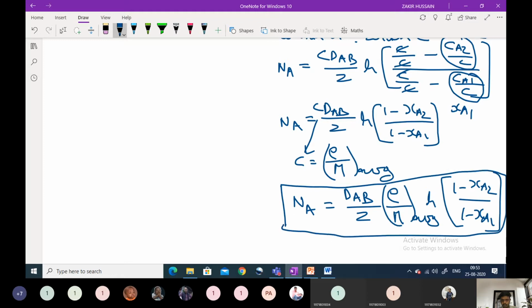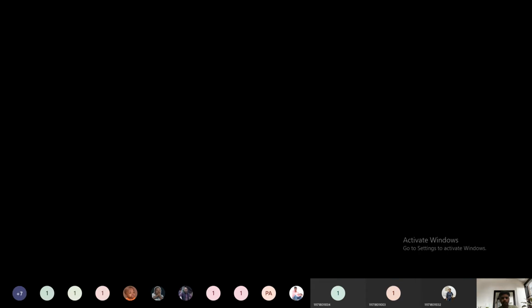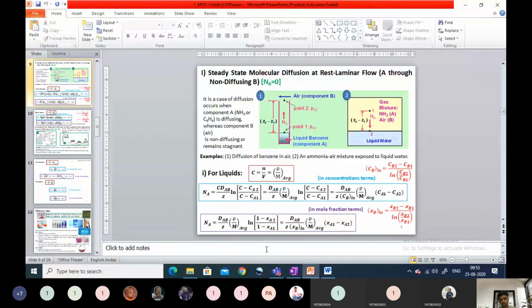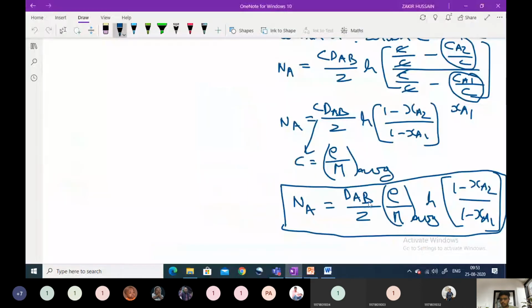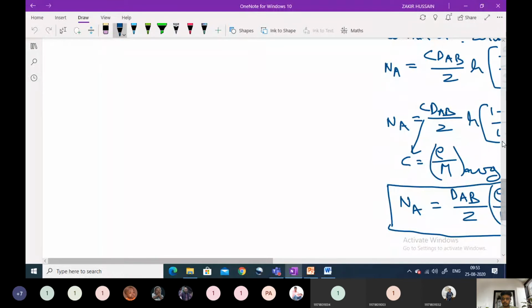You can verify that this is the same equation which I just showed you in the PPT. Na is equal to dAB by Z rho by M average ln (1 minus XA2) by (1 minus XA1). Okay, then we just found out what formula we have to use. So this formula we can use in our problem.